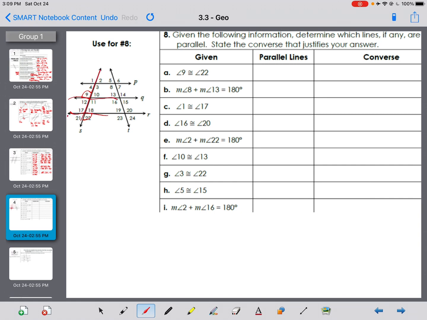Well, if we look at this as the cutter and those as the lines, that's alternate exterior, and that's Q and R. So Q is parallel to R, alternate exterior converse. Okay. It helps to draw on them. 8 and 13 makes 180. Those are inside and same side of these two being cut by that one. So we know that P and Q are parallel. That's, nope, not alternate. Same side. That word is consecutive. Consecutive interior converse.